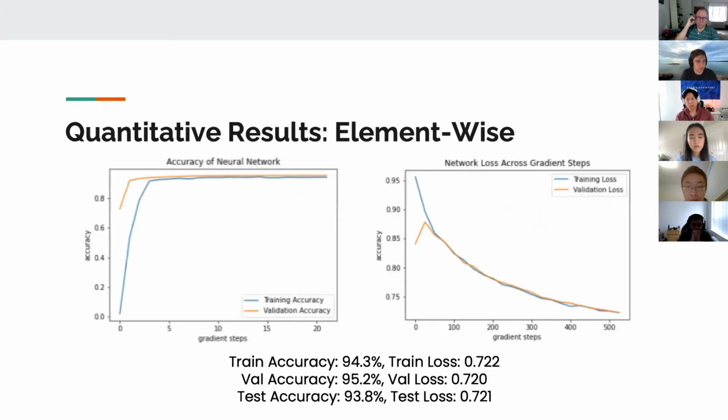For the element-wise metric, this is a pretty intuitive way of measuring accuracy. Here we can see that the accuracy on the left increases with both training and validation over time. However, this just reflects what our model learned that we saw in the qualitative results, which is that it just predicts all zeros.